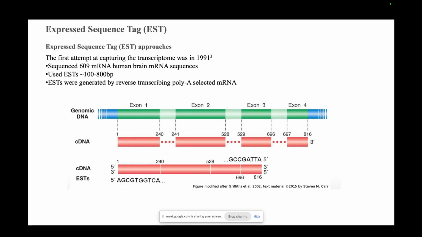So how do you measure these transcript levels in a gene? Initially, it was in 1991 that this particular type of method was used to quantify the amount of transcripts in a cell. They sequenced mRNA brain sequences, and they used something called an expressed sequence tag.